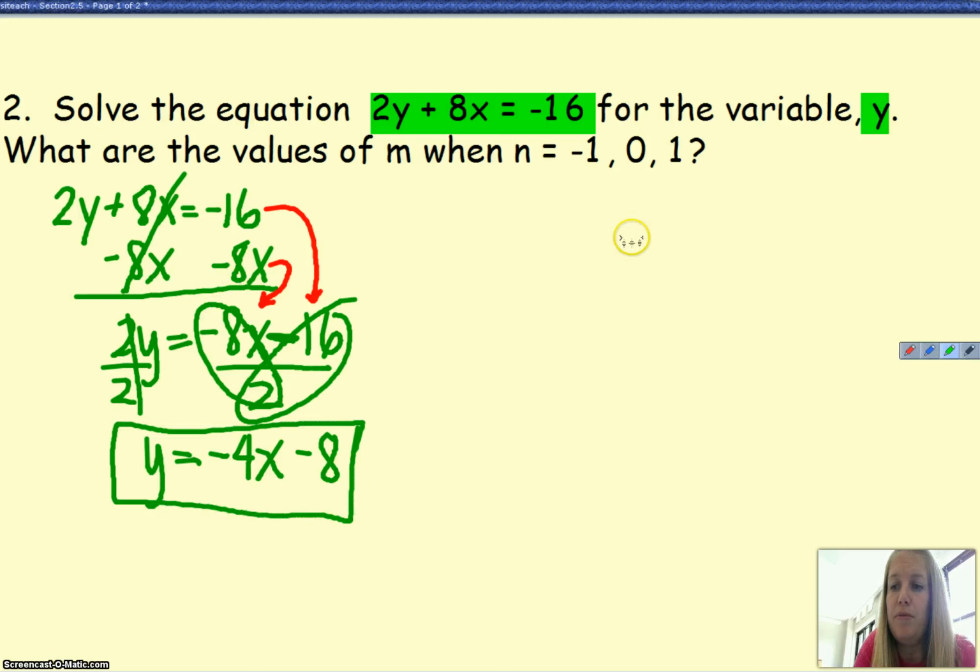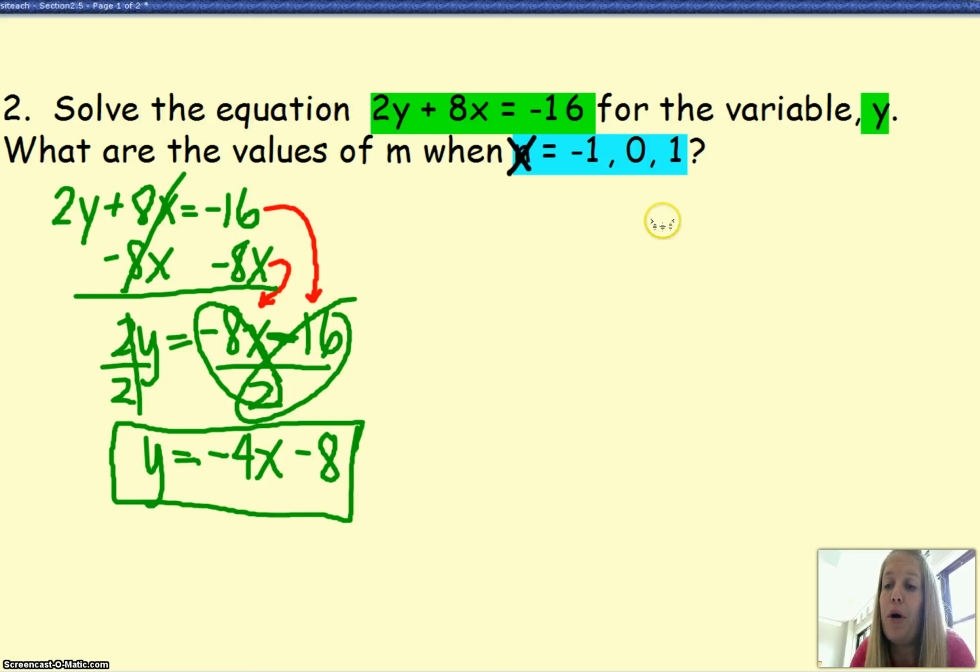Okay, part 2, we're going to plug in x equals negative 1, 0, and 1. I'm sure I meant to say x there. So I'm going to plug those in. Y equals negative 4 times negative 1 minus 8. So that would be 4, take away 8, y equals negative 4.